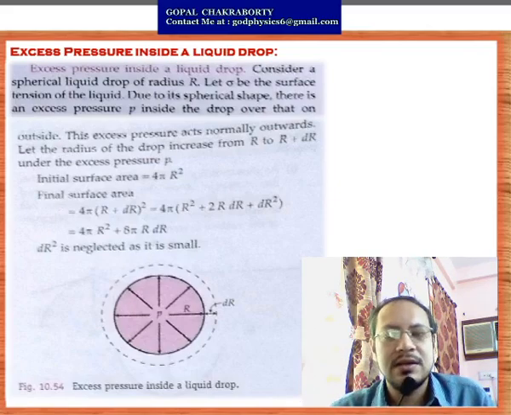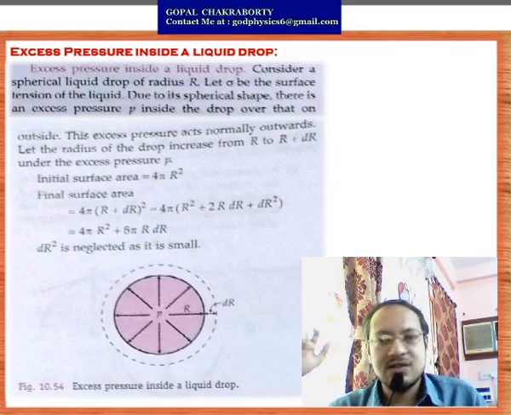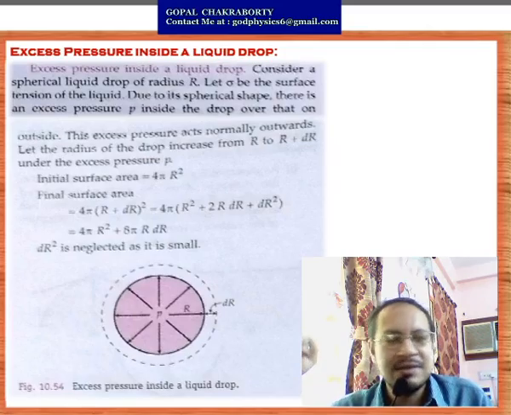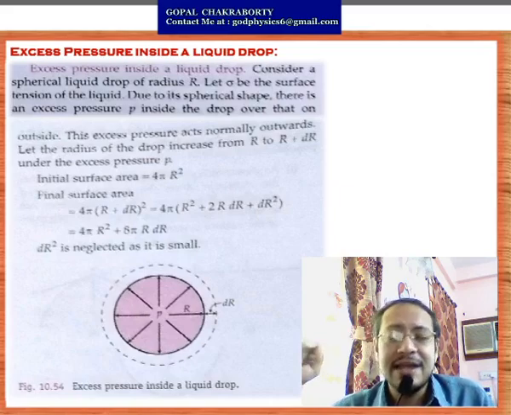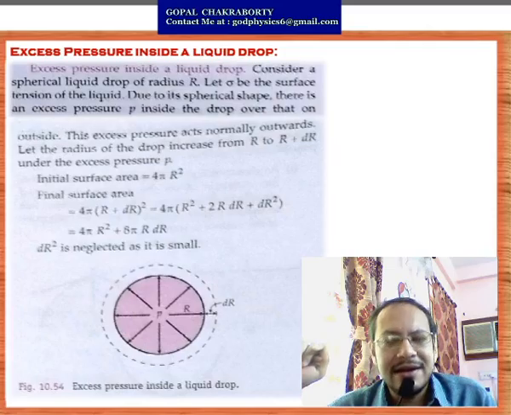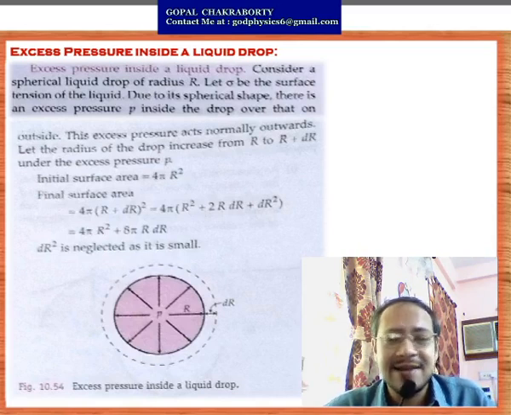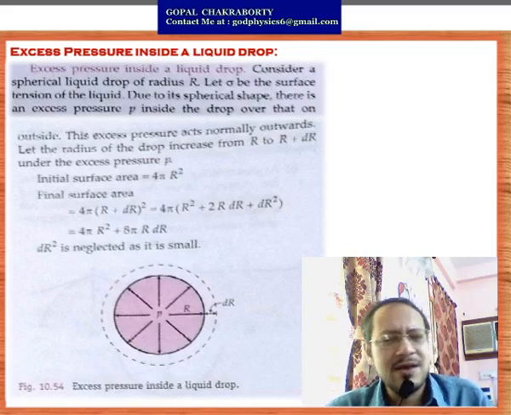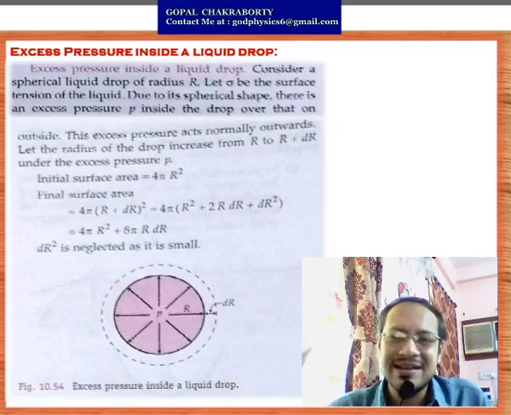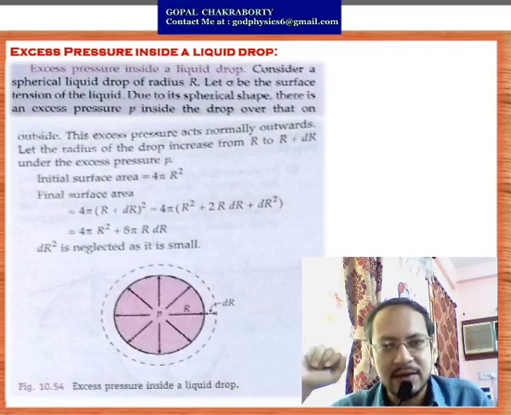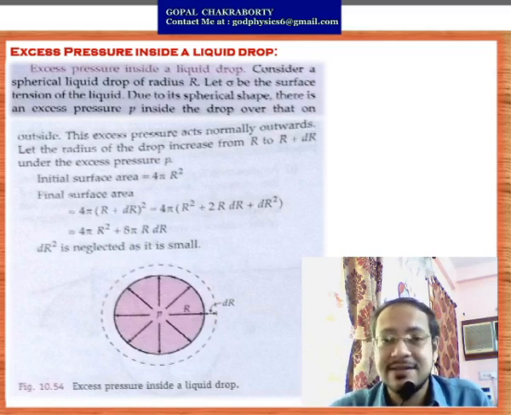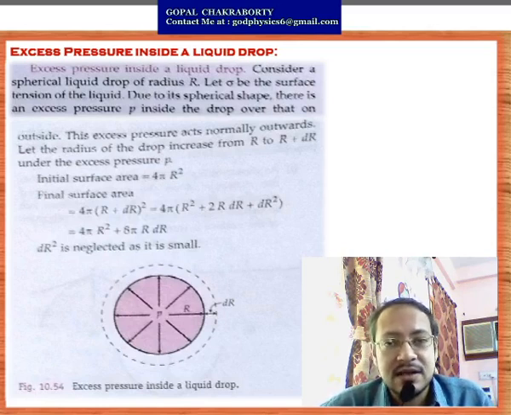Okay, so now you can write it as 4 pi r square plus 8 pi r dr plus dr square. Now that equals 4 pi r square plus 8 pi r into dr, where dr square is neglected as it is very small with respect to r. The increase in radius, that dr, is very small. So if you take the square of this small quantity, it will give you another even smaller quantity, so you can neglect it. Okay, so this is the final surface area as you calculate it due to the expansion of this drop.